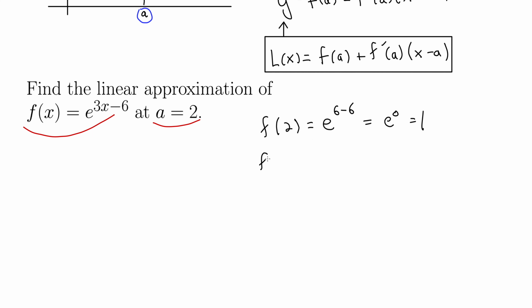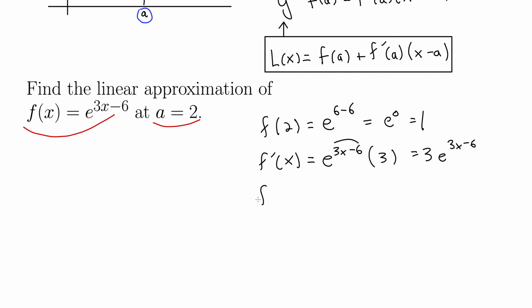Alright, next we'll move on to the derivative. Let's first just compute the general derivative, f prime of x, and then we'll plug in 2 to see what it is at x equals 2, or a equals 2 in this case. The derivative of e to the 3x minus 6 is e to the 3x minus 6 times the derivative of the exponent, so times 3. So it's essentially 3 times e to the 3x minus 6.